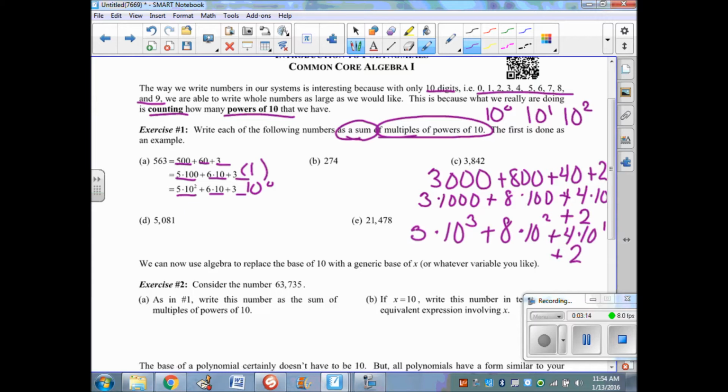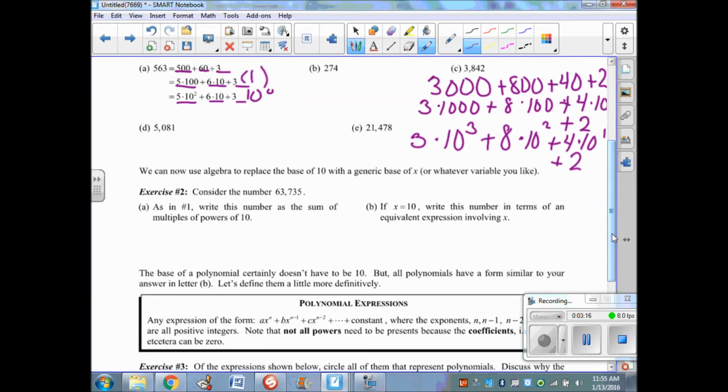So let's see. It says we can now use algebra to replace the base of 10 with the generic base of x. There's our famous letter, or whatever variable you like. It says, consider the number 63,735. Number 1, write this number as the sum of multiples of powers of 10.